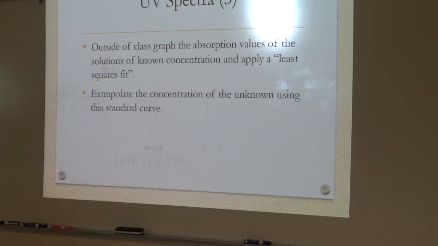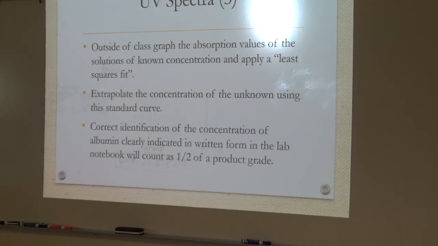Use that information to extrapolate the concentration of the unknown using that standard curve. So once you have your nice smooth curve, read along the y-axis to the absorption of your unknown and move over. I'll show you this in just a moment. Correct identification of the concentration of albumin in your unknown, where I can find it in your notebook while I'm grading, is the other 6 points for today's lab, the other half of the product grade.